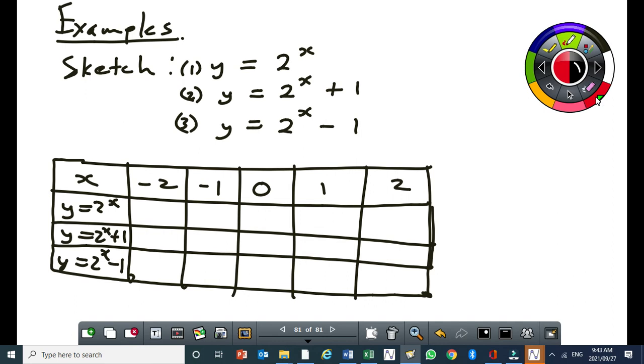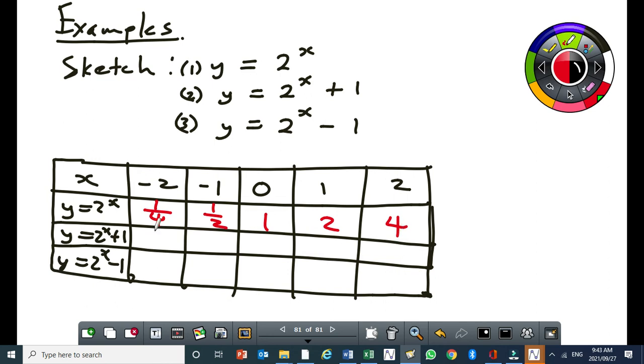Okay. Let's find the y values. So when x is minus 2, if you put minus 2 there, you get 1 over 4. Right? And then the other one will be a half, then 1, then 2, then 4. And then now please be aware that there is a relationship between these 3 graphs. You don't need to substitute x equal to minus 2 here. It's not necessary. Since there's a plus 1 here, I'll just add 1 to this quarter. Right? Are you following that?